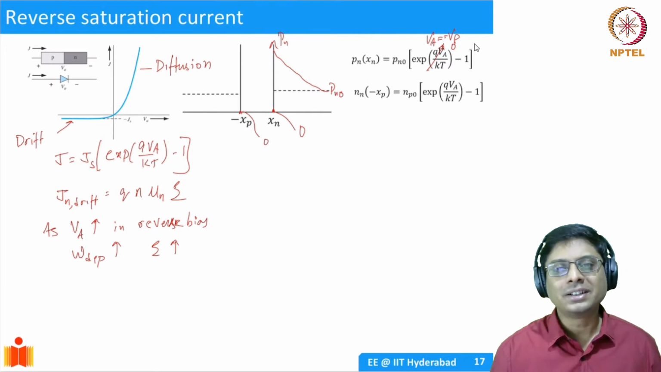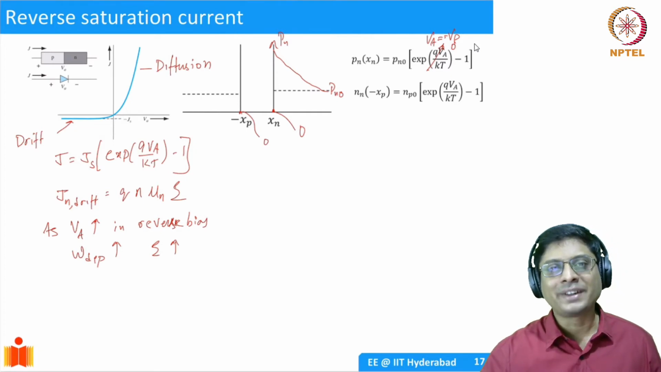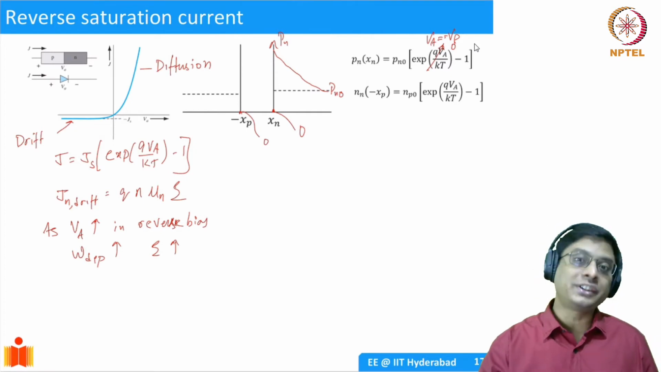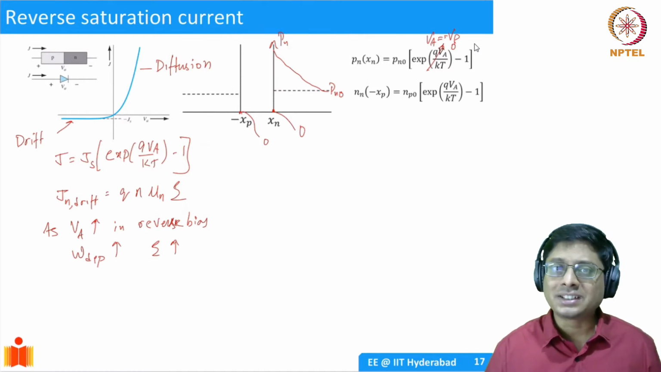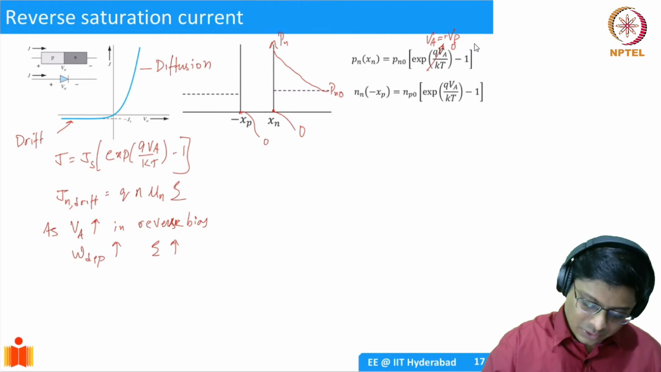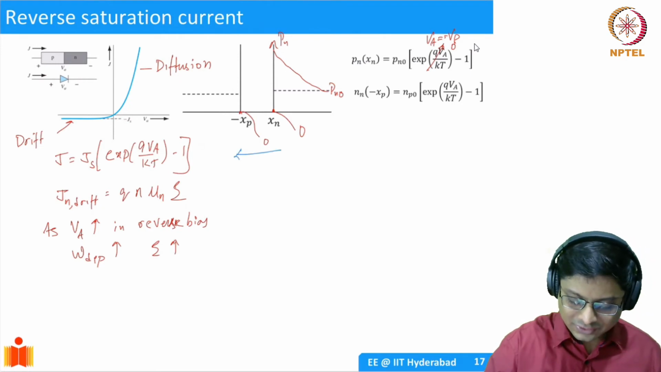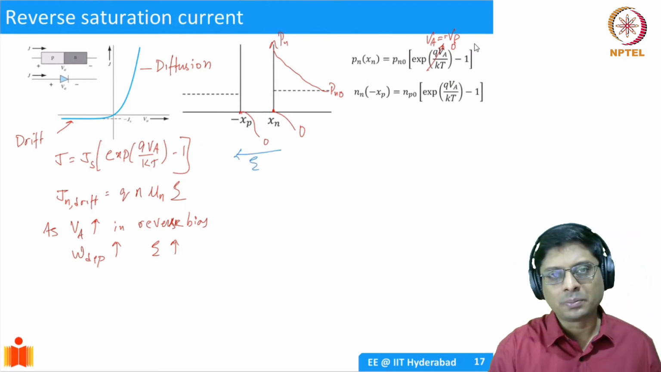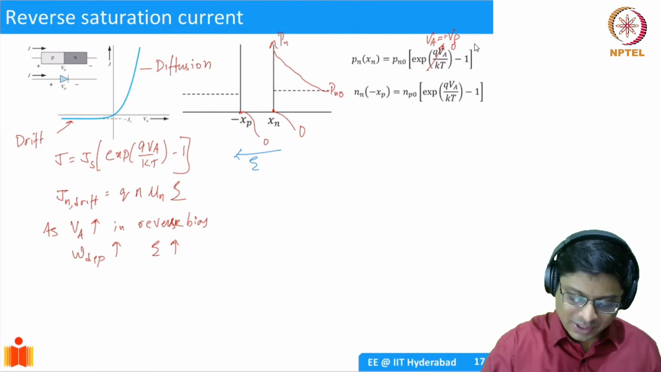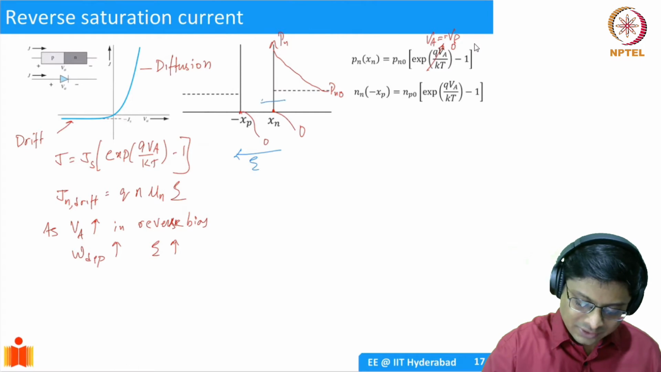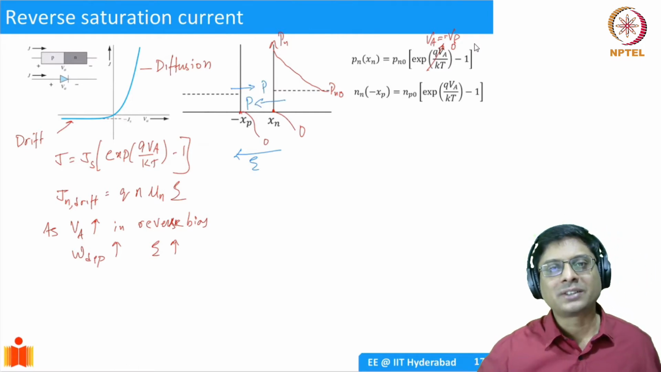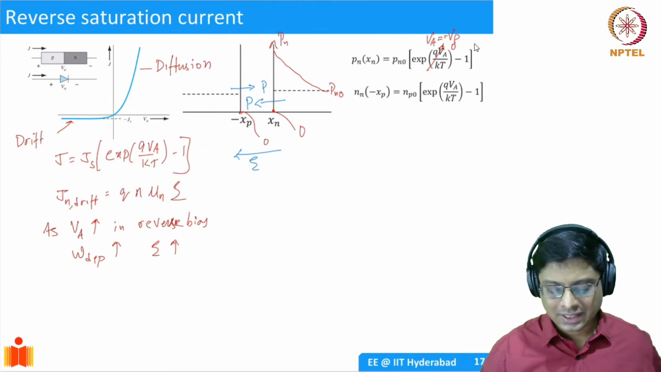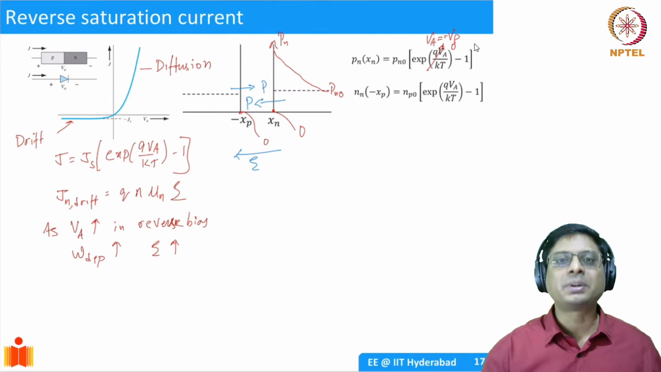So what does it mean? It means that instead of having excess minority carriers, we have a deficit of minority carriers. Minority carriers are being removed. And why are they being removed? Well, look at the electric field. Electric field direction is this, right? From N to P. So happily, your minority carrier holes will travel in this direction. Electrons will go in this direction. So the minority carriers, whatever are present in the N and the P regions, are going to be swept away across the depletion region.